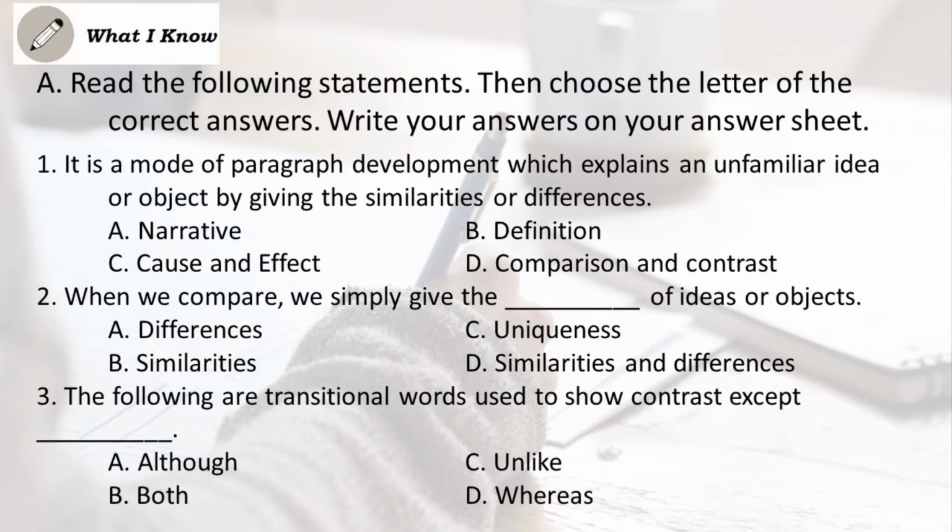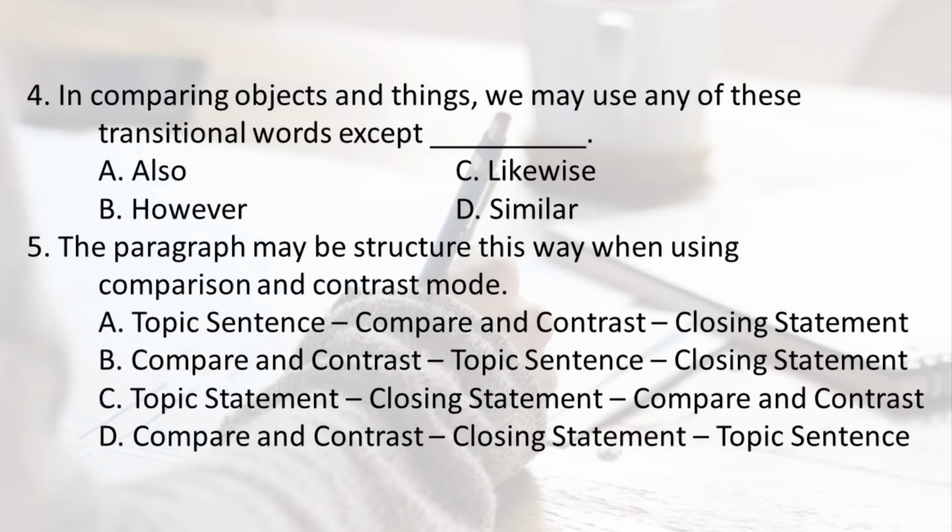A. Differences. B. Similarities. C. Uniqueness. D. Similarities and differences. 3. The following are transitional words used to show contrast except blank. A. Although. B. Both. C. Unlike. D. Whereas. 4. In comparing objects and things, we may use any of these transitional words except blank. A. Also. B. However.